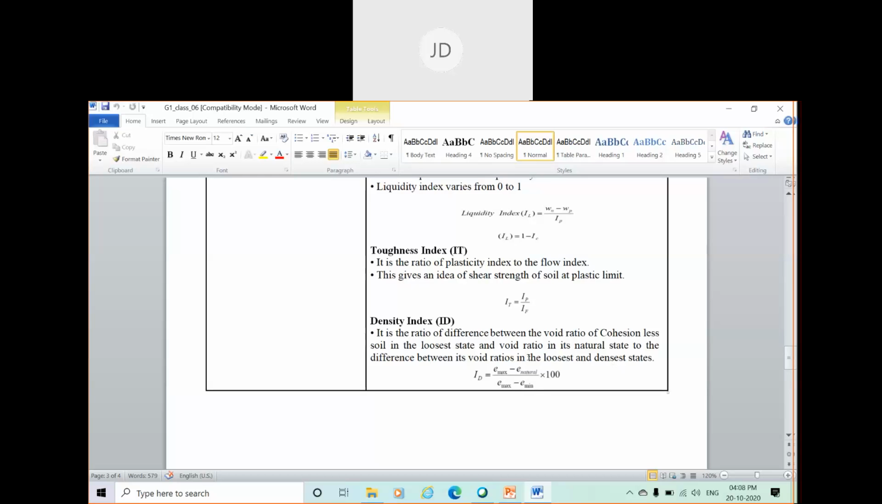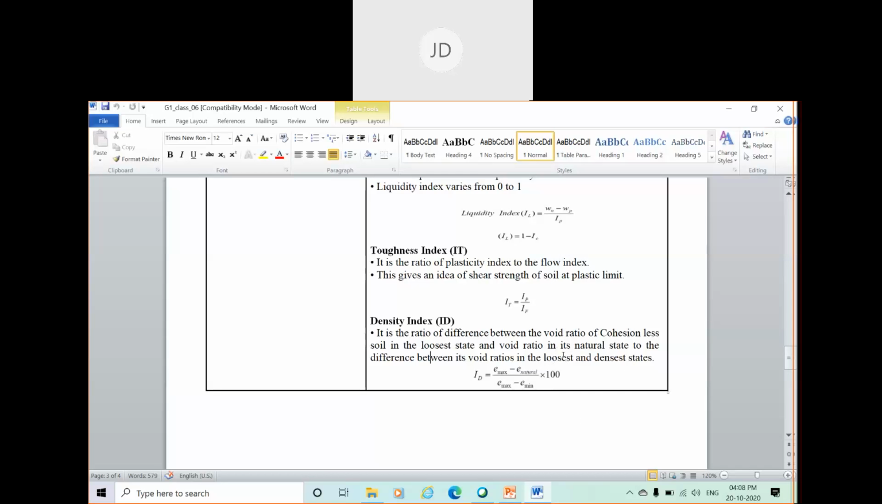The soil particles are too far from each other. Okay, they are loose, meaning what? They are not close to each other. In case of dense state, what does it mean? Whenever you hear this term dense state, it means the soil particles are so close to each other. Okay, the volume of voids will be very less.